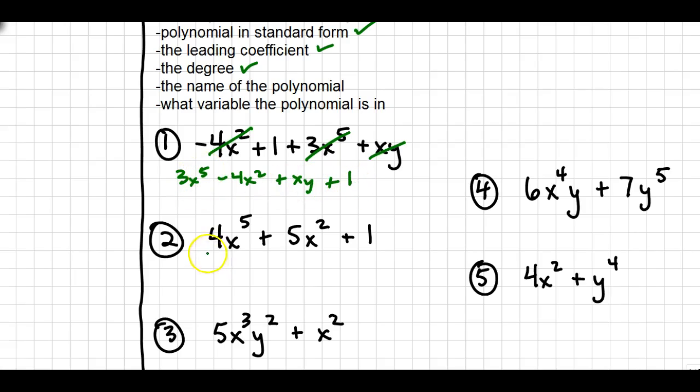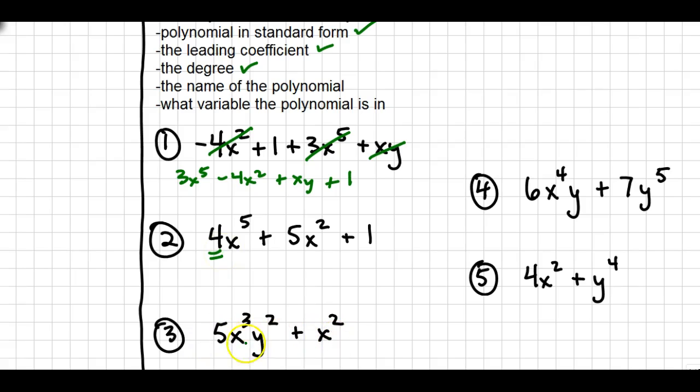On the second one here, this one already is in standard form, so we don't need to do any rearranging. And if we were going to name it, we'd say it's still quintic because it's degree 5. It's a trinomial, and it's also in x. This is a quintic trinomial in x. And we should also talk about the leading coefficient here. On the first one, the leading coefficient was the 3. On the second one here, we would say quintic trinomial in x with a leading coefficient of 4, because that's the coefficient at the beginning.